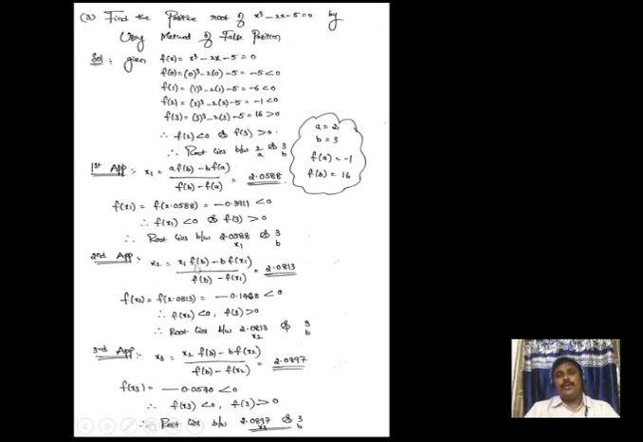So in the second approximation, I have to make the formula based on x1 and b. So x1 into f of b minus b into f of x1 by f of b minus f of x1. So I got 2.081. So these two are different. So I have to go for another iteration. So I have taken the third iteration. So third iteration means I have 2.0897. So I can stop the process.